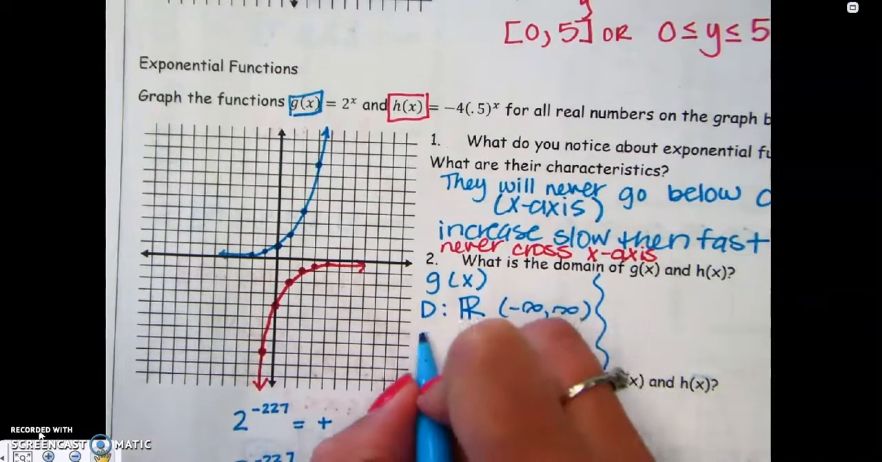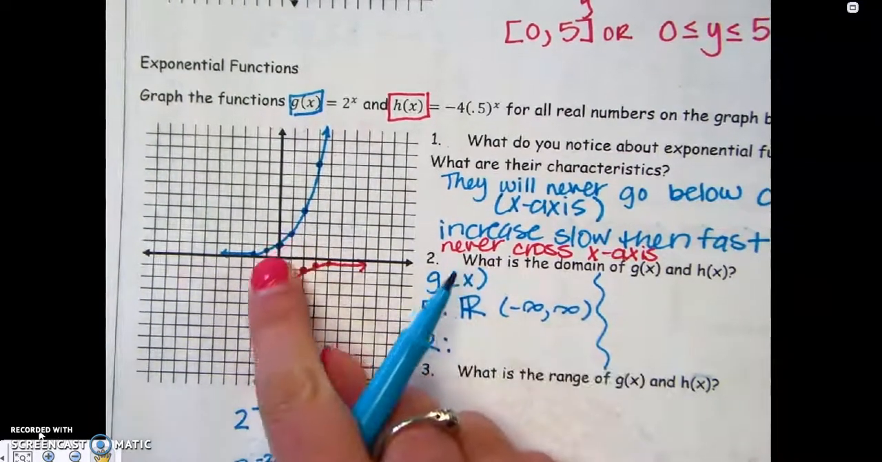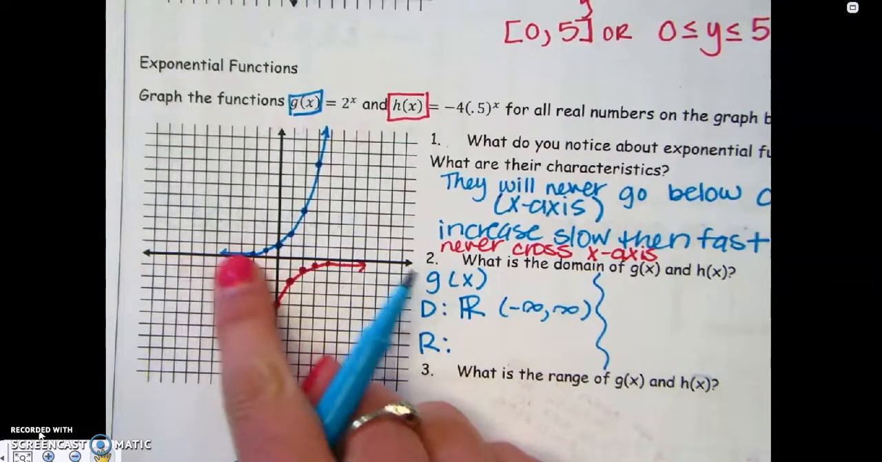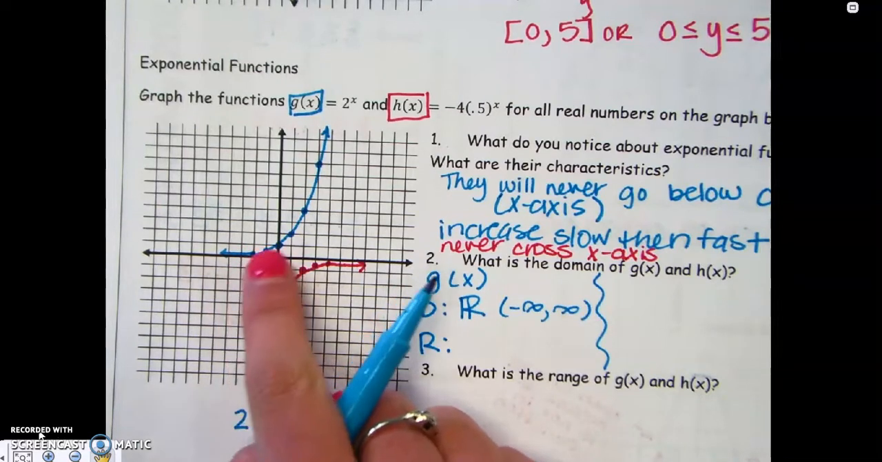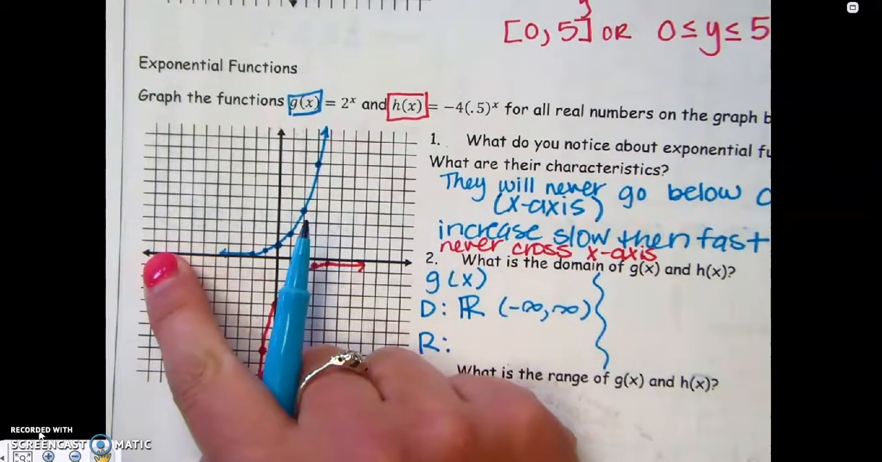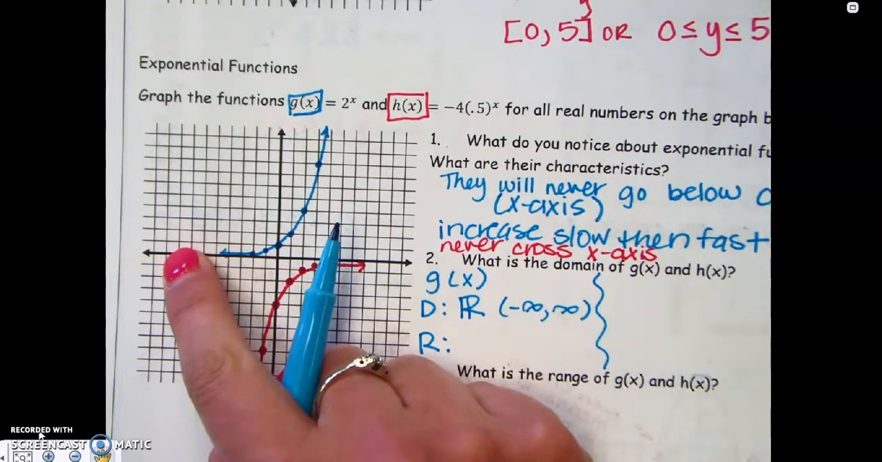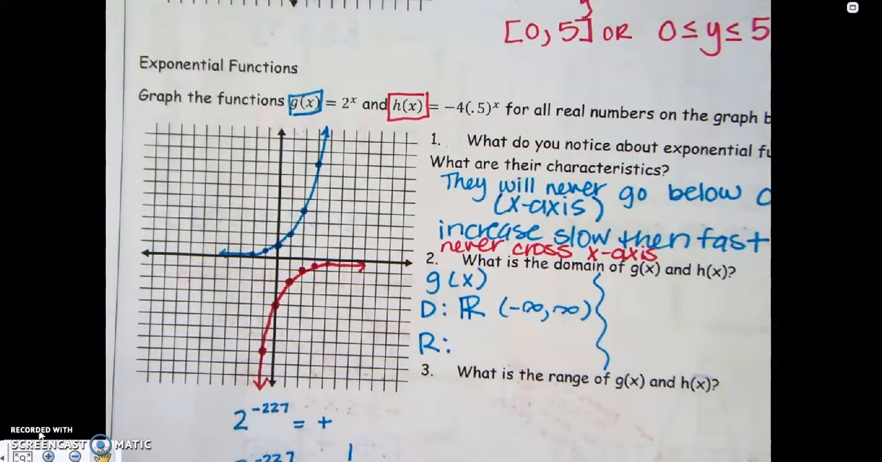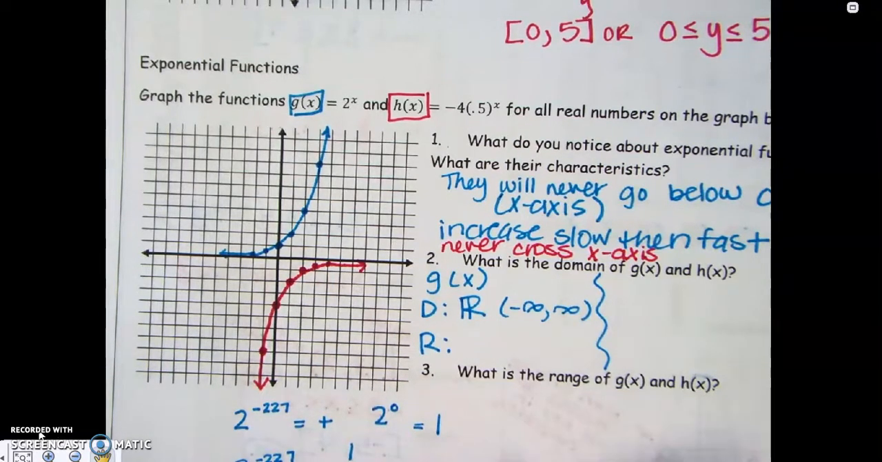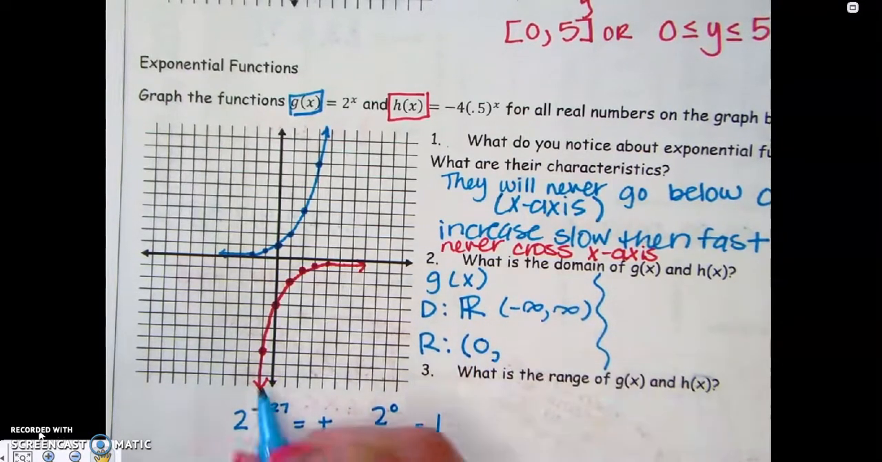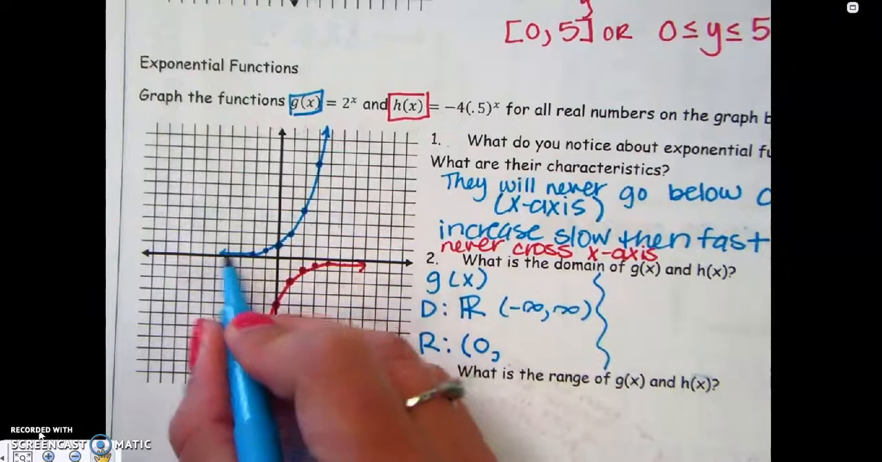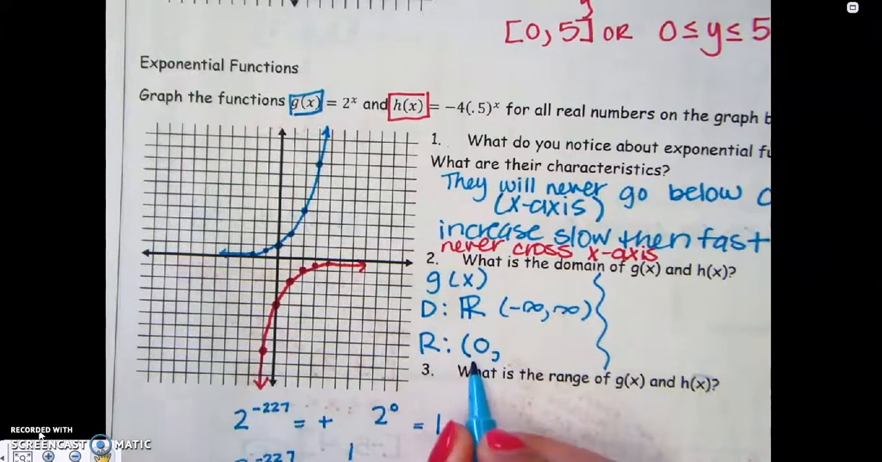My range, however, we talked about how this line will never go below my x-axis. So my range for here will never be negative. My y values will never be negative. So this line will approach 0. It'll get closer and closer to 0, but it will never actually be 0, because even if you remember, 2 to the 0 power is 1. So my range is actually 0, and although it's 0 on the low end, it will never actually hit 0. That's why I use the parenthesis, not the bracket.